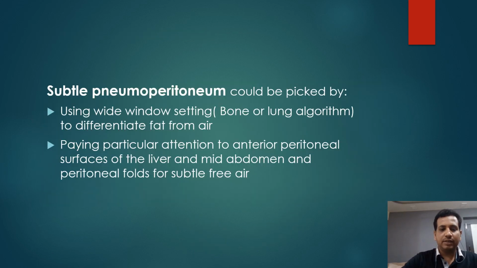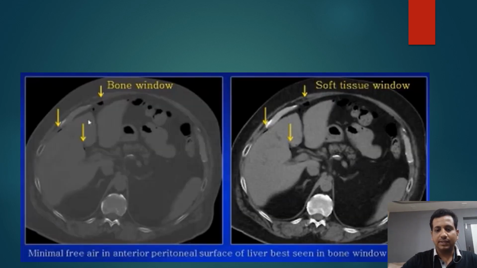Then subtle pneumoperitoneum could be picked up by some techniques. We have to use wide window setting, that is bone or lung algorithm. I will show that in the next slide in a diagram. And then we have to pay particular attention to the anterior peritoneal surfaces of the liver, mid abdomen, and peritoneal folds for subtle free air. So we'll see this diagram.